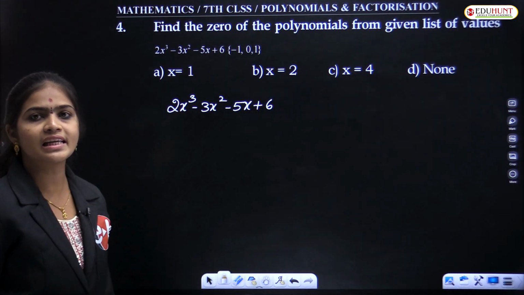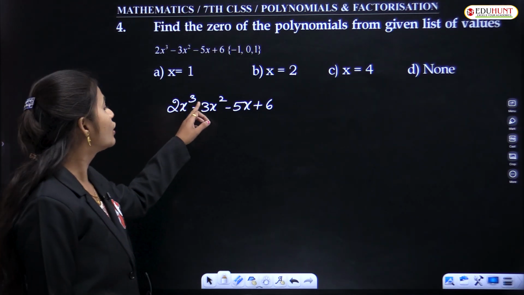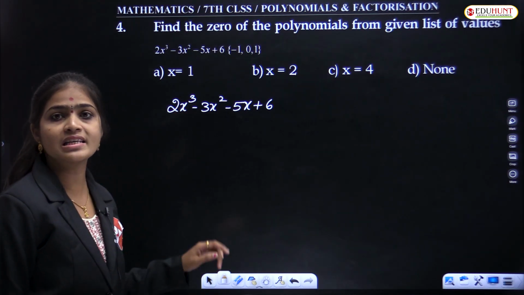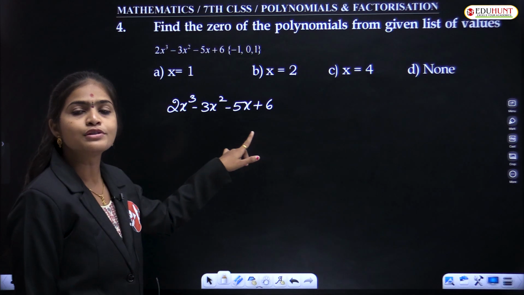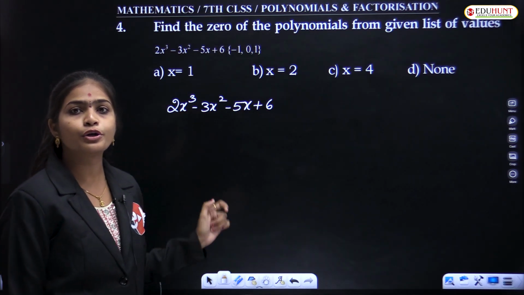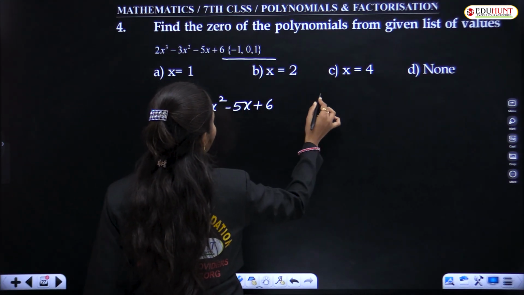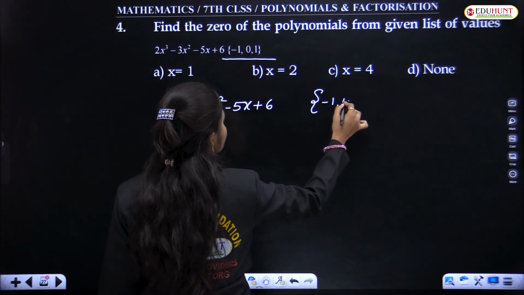So when you observe the given polynomial, which type of polynomial is that? Yes, that is a cubic polynomial. Why? Because the highest power is 3. So the degree of the polynomial is 3, so we will call this a cubic polynomial. So the given list of values: minus 1, 0, 1.